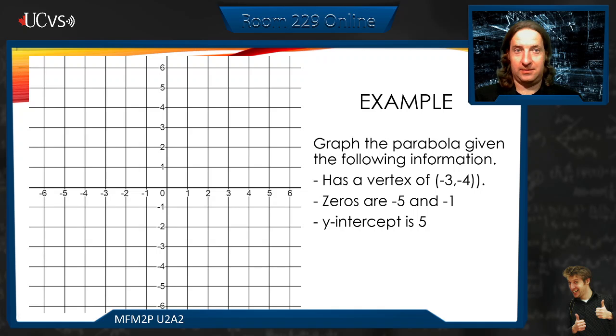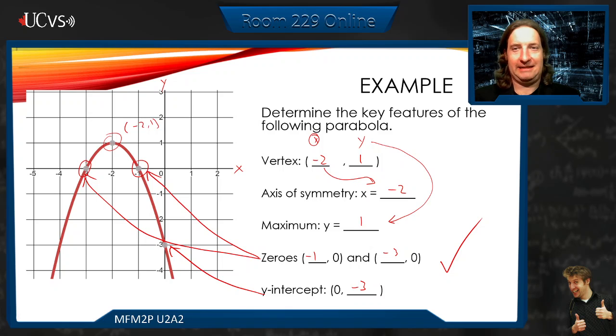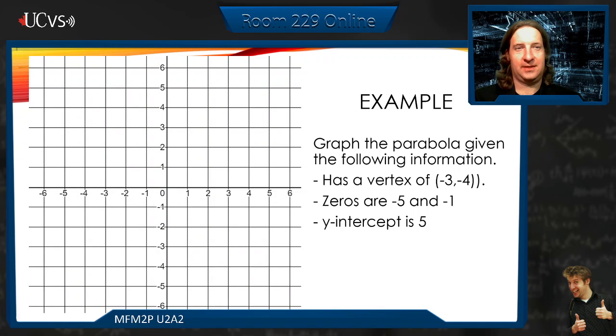Now let's do it backwards. We're given the numbers, we're given this side here, and we're asked to make the graph. Graph the parabola given the following information. It has a vertex of (-3, -4). Let's remember this is the x-axis, this is the y-axis. X comes first, then y. So I'm going to go to the left 3 and down 4. That's my vertex, (-3, -4).